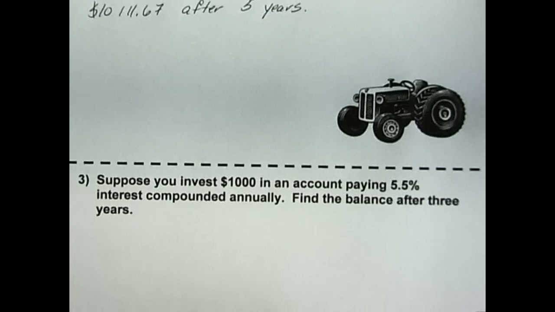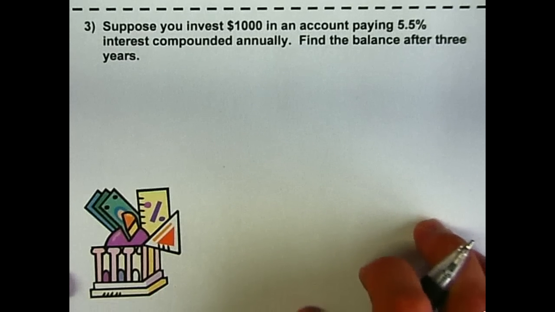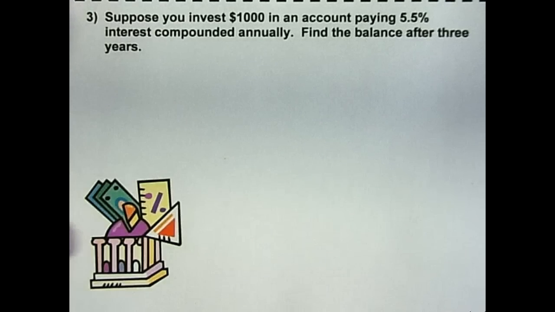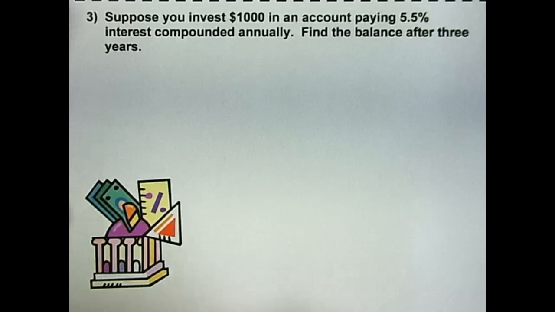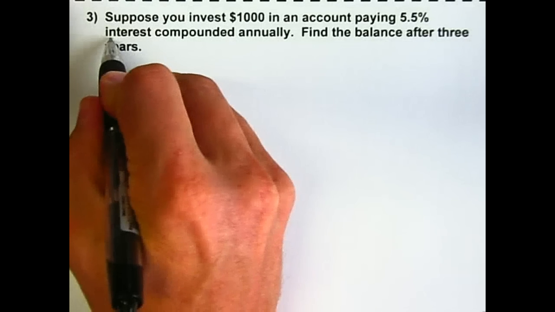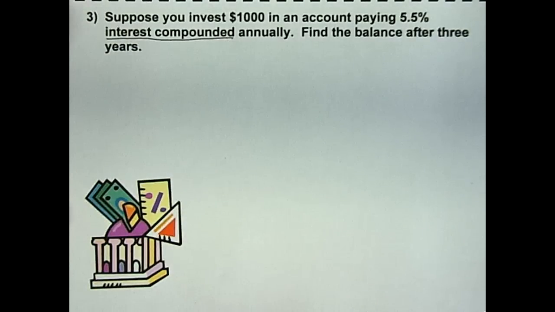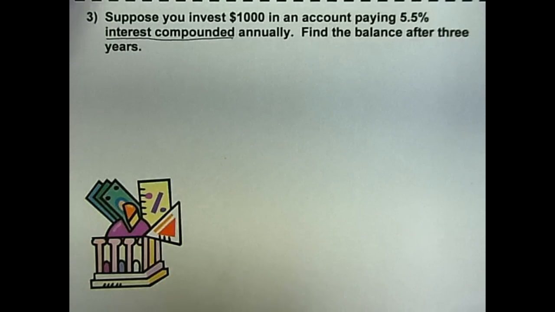Okay, we'll do one more example here, and this is an investment question. Our tractor question shows us how I can lose money with exponential decay, and this is showing you how you can gain money with exponential growth. So suppose you invest $1,000 in an account paying 5.5% interest compounded annually. Find the balance after 3 years. This is a compound interest question, and Einstein called compound interest the most powerful force in the universe because of the type of money it can make you.